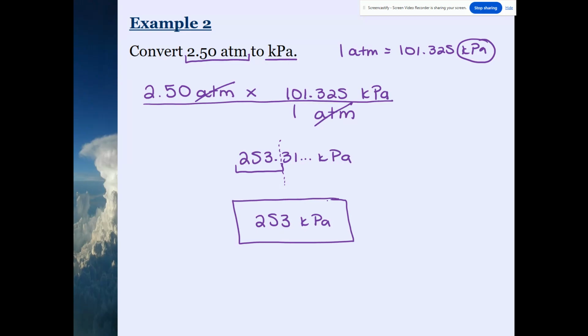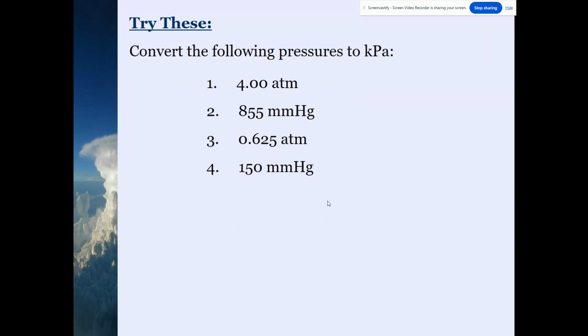I always put a box or a circle or a highlighter, a line, whatever you want to do under your final answer to make it easier for your teacher to see. Okay, so now that we know how to convert pressures, here's some practice questions. So if you want to pause the video and take a minute to give these a try. These are the answers, rounded again as if they were standalone questions.